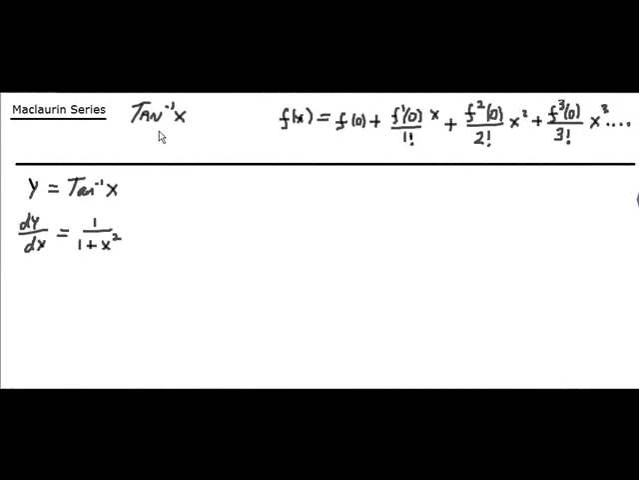Inverse tan of x is one of the 6 functions they can ask you in the Maclaurin series question, which is question 8 in paper 2. And the Maclaurin series is this formula over here. It's in the tables, so you don't have to memorize it.